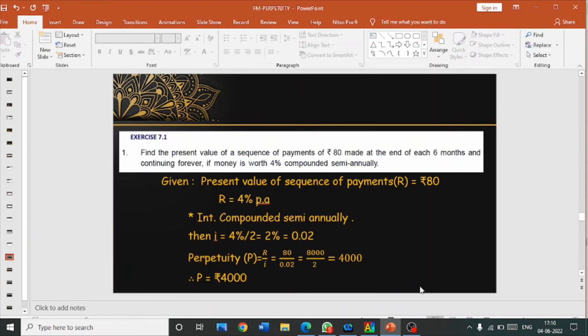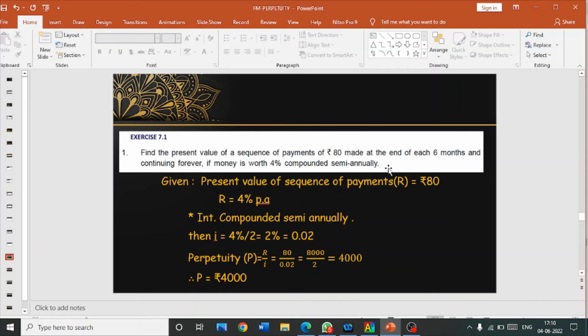Then exercise 7.1. Same student support material. CBSE student support material. Exercise 7.1 question 1. Find the present value of a sequence of payments of rupees 80 made at the end of each 6 months and continuing forever if money is worth 4% compounded semi-annually.